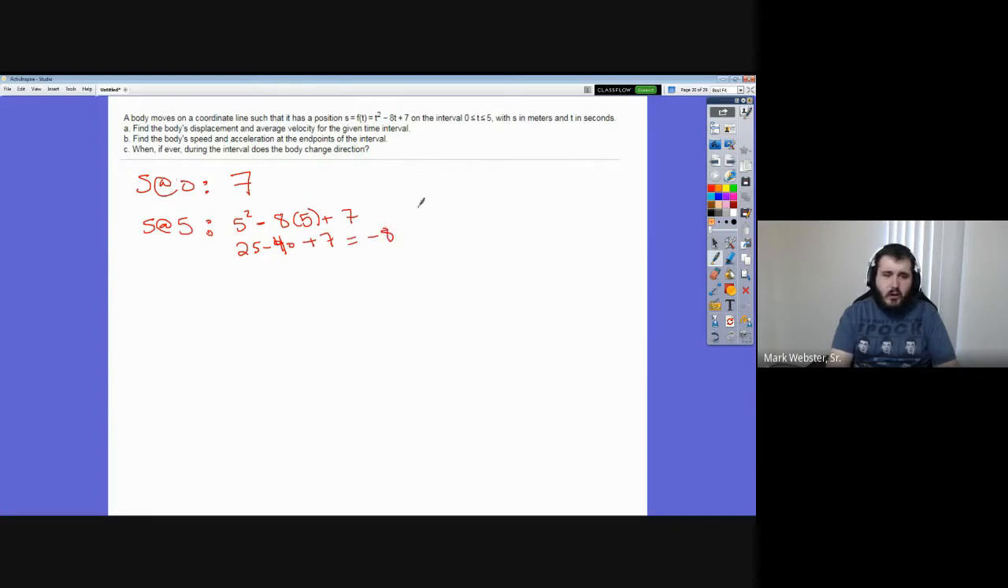So going from 0 to negative 8, we go a distance of negative 8, right? That's its displacement. That's how far it has moved. Now that's not the total distance that it's traveled, but from the starting point to its ending point, where was it displaced?